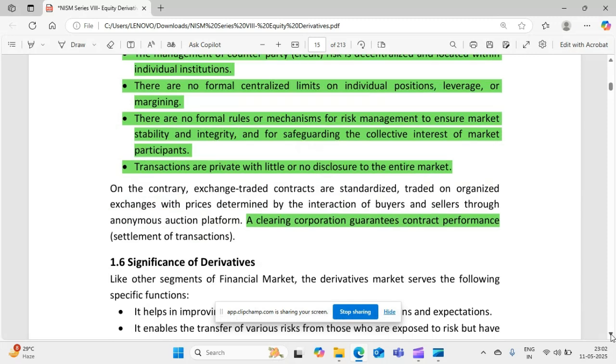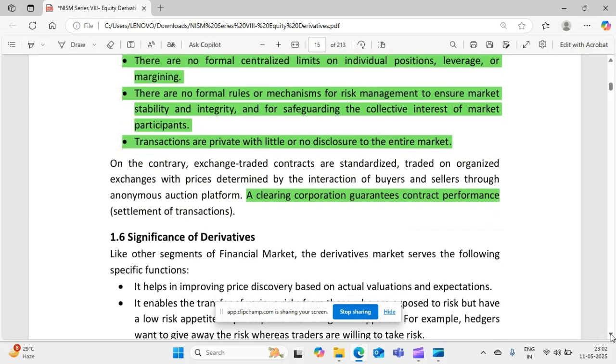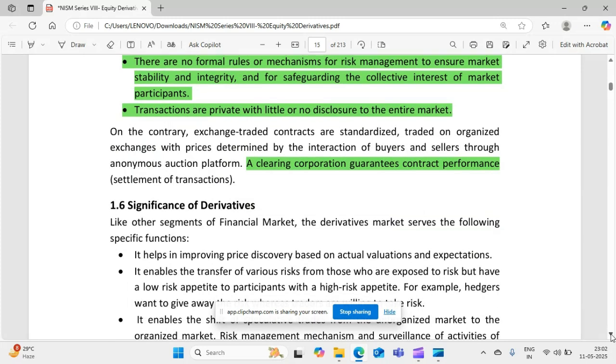What is the significance of derivatives market? Is the second, or rather, the next point that we need to know. So derivatives market have multiple roles to play. They help in price discovery. They enable transfer of risk.